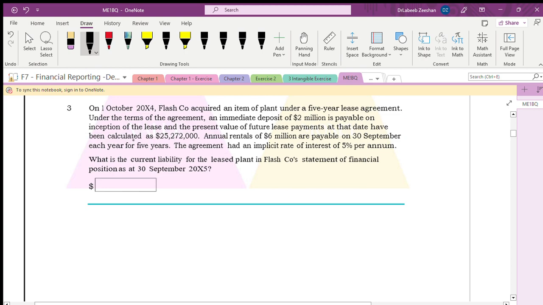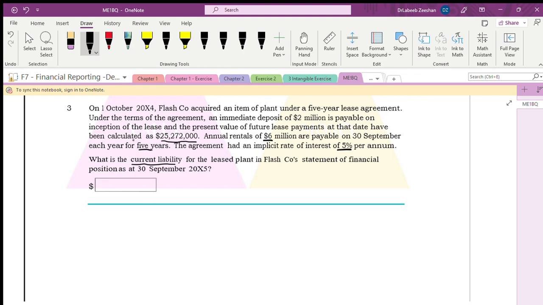Fine. Now, point number 3. On October 1st, the Flash company acquired a plant under a 5-year lease agreement. Under the terms of the agreement, an immediate deposit of 2 million is payable on inception of the lease, and the present value of the lease payments is 25,72,000. Annual rentals are 6 million for the 5 years, and the implicit rate is 5% per annum. What they are asking us is the current liability.